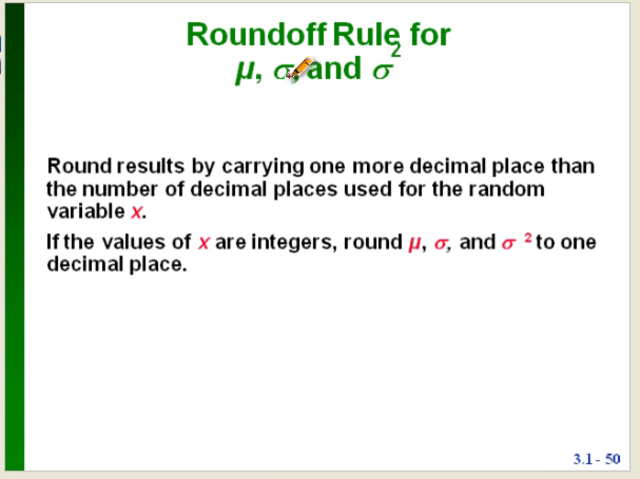And the round off rule for any of our statistics here, for mu, sigma, and sigma squared, or in other words, the mean, standard deviation, and variance, is that we carry it to one more decimal place than we had for our random variable. So, as in the last problem, if our values are integers, then we're going to round these statistics to one decimal place.